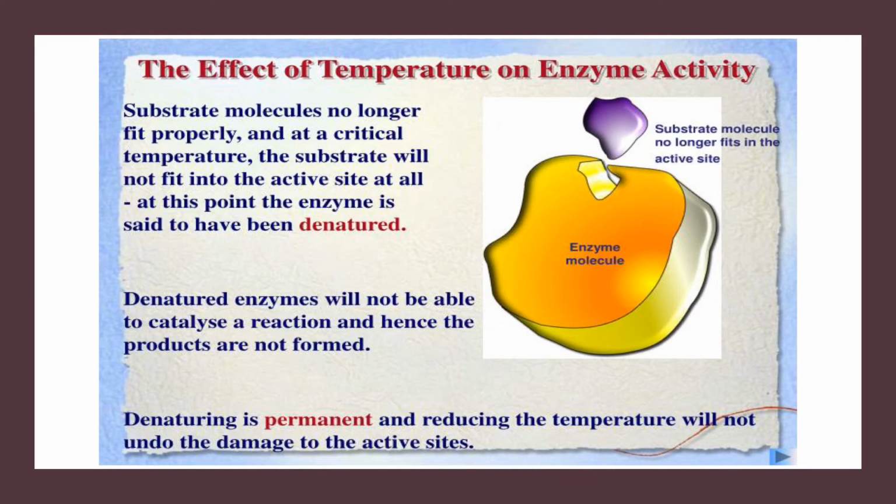Denatured enzyme will not be able to catalyze any reactions. Hence, there will be no product formed. Denaturation is permanent. Hence, even though you reduce the temperature, it will not undo the damage to the active site of the enzyme.